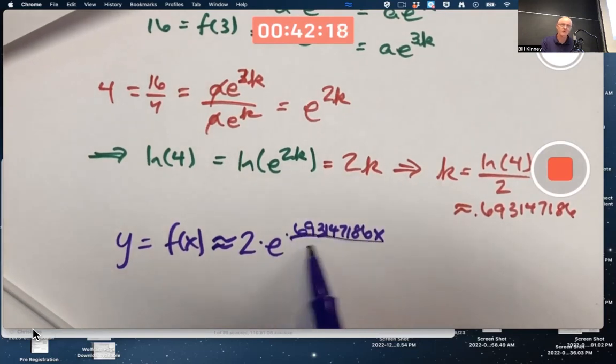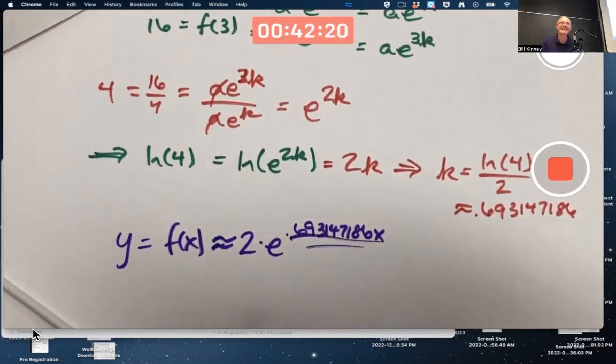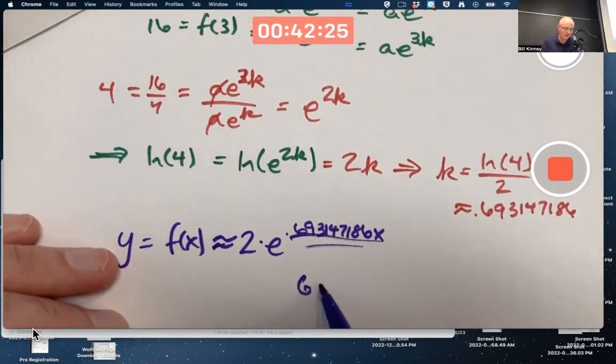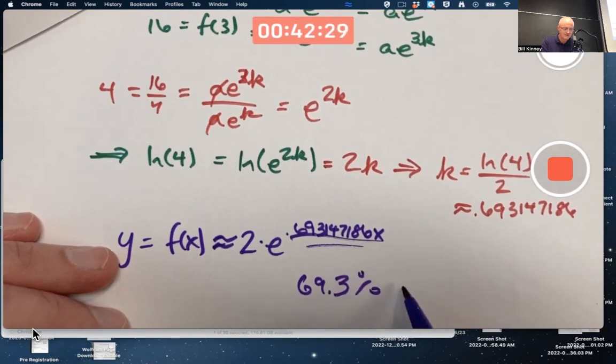Can that number be interpreted? It's called a continuous growth rate. It can be converted to a percent. It's 69.3%. You could use the word continuous growth rate. I will just do that here.